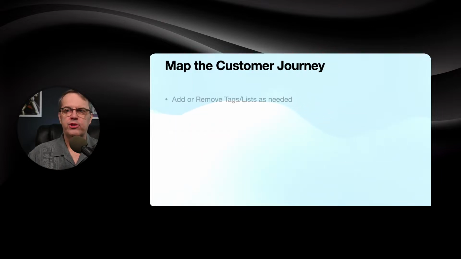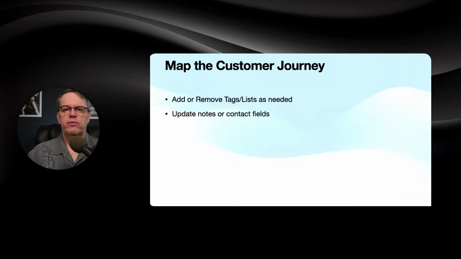All right, so let's map the customer journey. You're going to remove or add tags as needed. You're going to update notes or contact fields. So your CRM, if you're using one of those, is going to have different fields, and you can add to them to update information. A basic example of this: when somebody first subscribes, they are a lead in my system. If they purchase something, that type changes from lead to customer, and that is updating a contact field, and that's built into Fluent CRM. You may need to do something different with different fields.